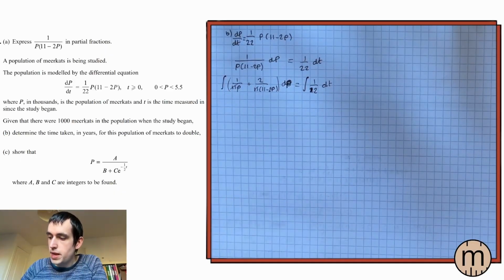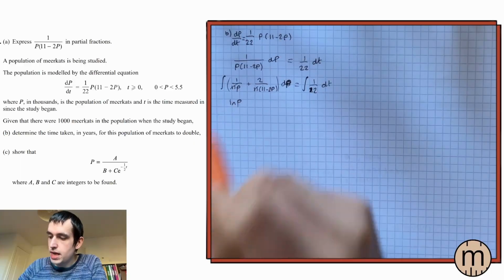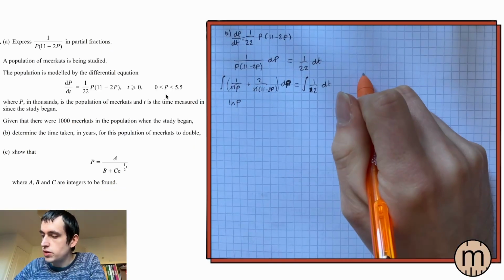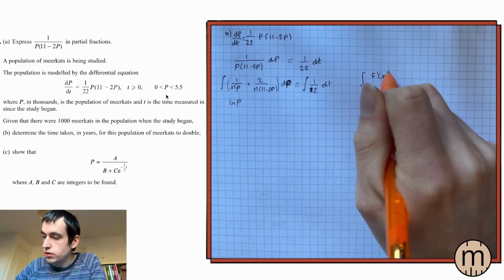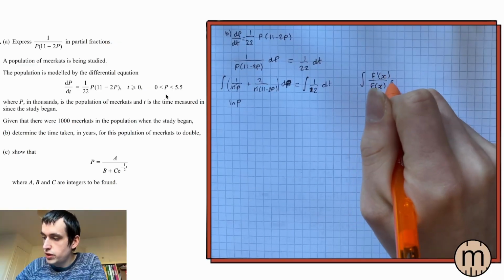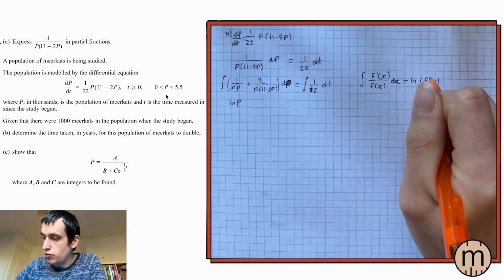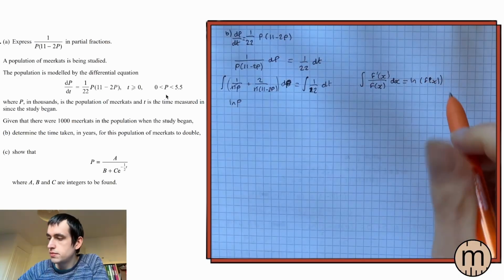The integral of 1 over p is lnp. That's one of our classic ones that we need to know. I could put modulus around it, but if we read the question, it tells us that p is bigger than 0, so there's no need. For this next one, you could use substitution, reverse chain rule. I'm going to use the fact that the integral of a derivative over the original function is ln of the original function.